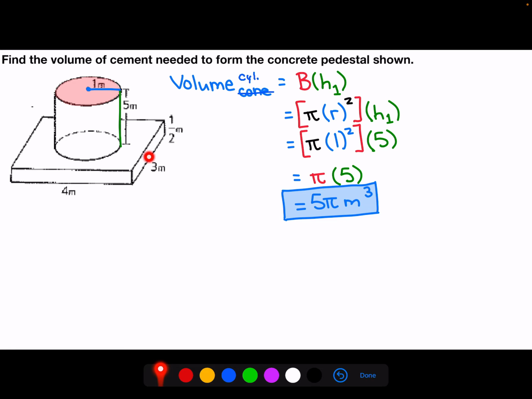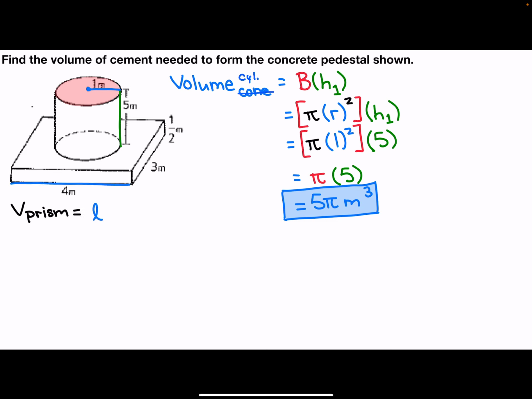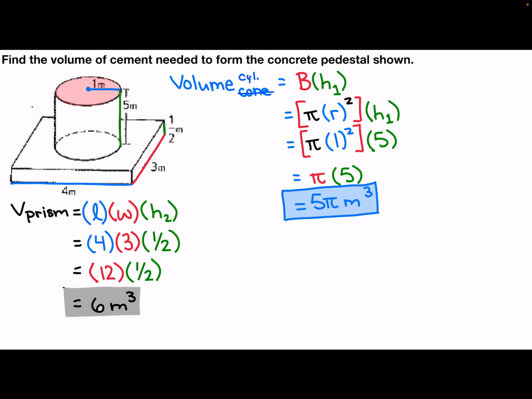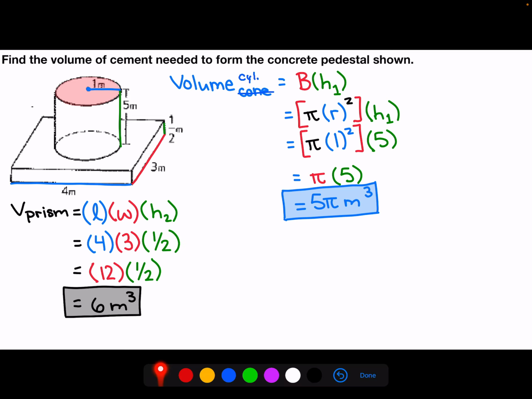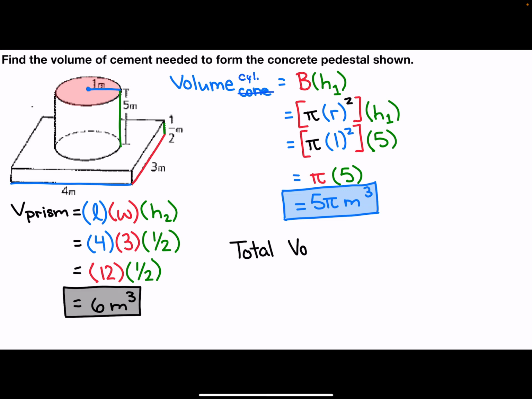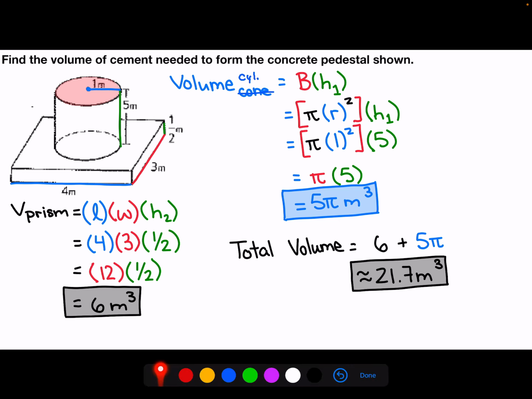As for our prism, well, we would just do length times width times height. And again, the order doesn't matter for those. So it'll just be 4 times 3 times 1/2. Well, 4 times 3 is 12, times 1/2 is 6. So the volume of our prism is 6 meters cubed. The last thing that we need to do is just add our two volumes together. 6 meters cubed plus 5 pi meters cubed will leave us with 21.7 meters cubed. That's our final answer.